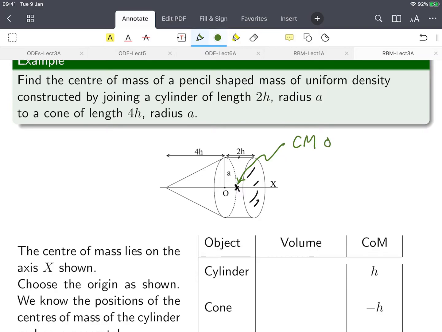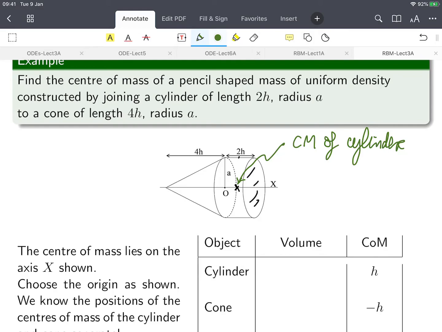Center of mass of the cylinder. We know where the center of mass is. If that's the origin, and x is going this way, it's going to be at distance plus h from the origin. Okay, makes sense. What about the cone?